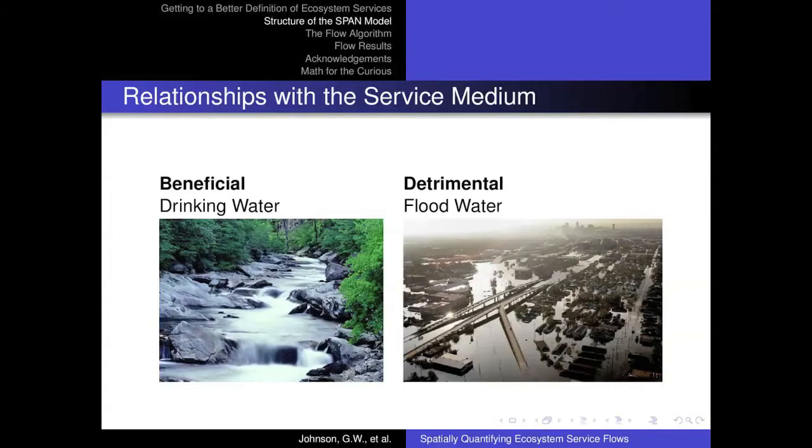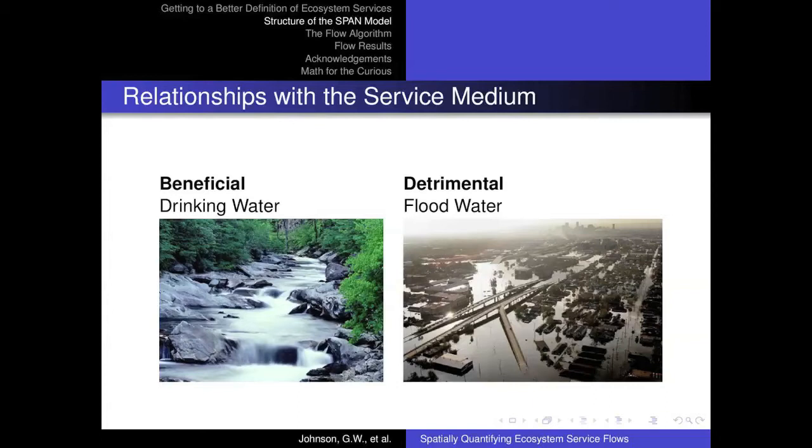People have different relationships with the service medium, because sometimes the service medium is good, like drinking water. It's generated over here via precipitation, runoff, snowmelt, springs. It flows via the hydrologic cycle. People encounter it, they grab it up, they drink it, and they go, that's refreshing. It's great. This is good. The more water you receive, the happier you are, under the conditions of diminishing marginal returns.